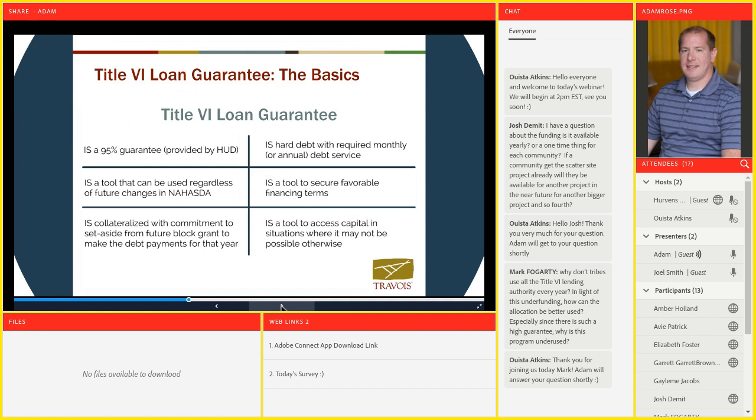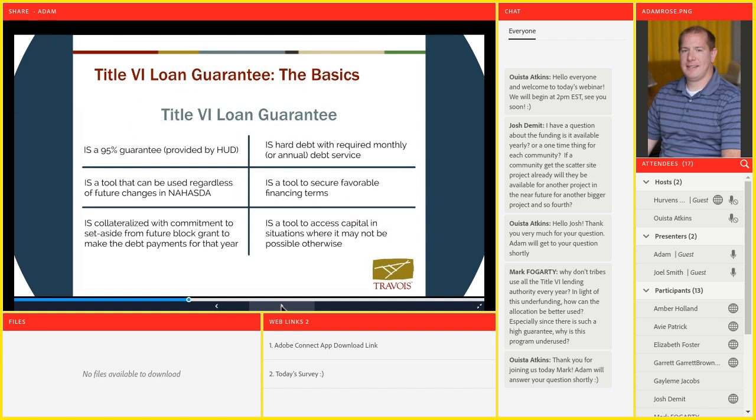And again, it's a risk mitigation tool. So if you were to go in and you're a tribal housing authority director and you say, hey, I don't have a guarantee, I don't have the ability to get a guarantee, you might experience a higher rate, right, Joel, than the really favorable terms that you're going to be able to provide on that loan. Is that fair?